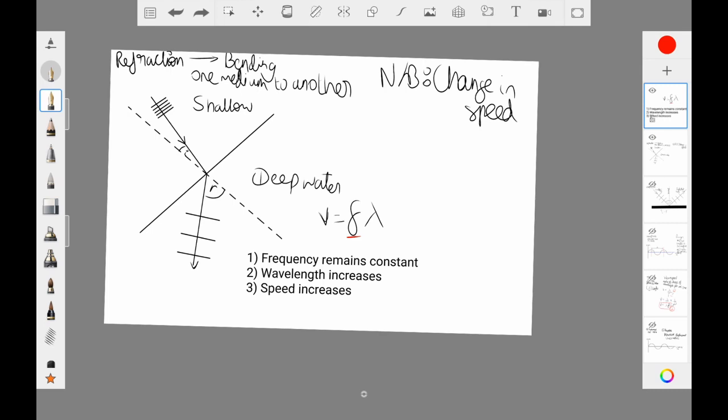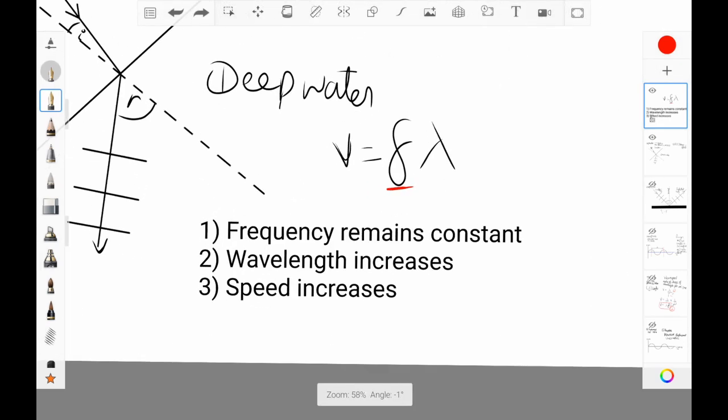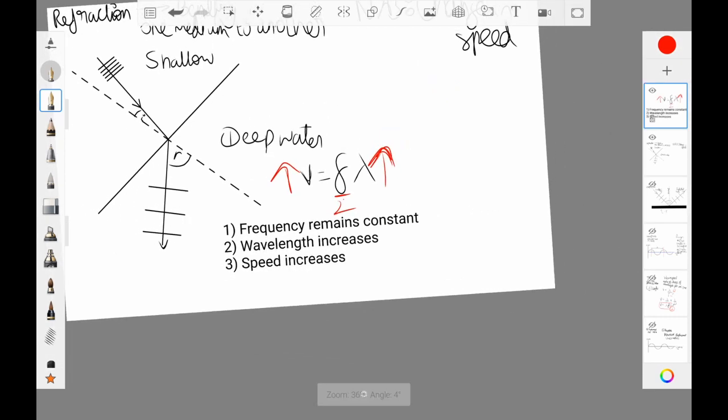So if you can remember this point and remember the correlation between wavelength and wavefronts, you won't really get confused about the wavefronts. The wavelength increases, and by proxy, even if the frequency remains constant at, let's say, 2 hertz, if the wavelength is increasing, your wave speed is still going to increase, which is the third point here. And thus we can say that in deep water, water waves are faster.